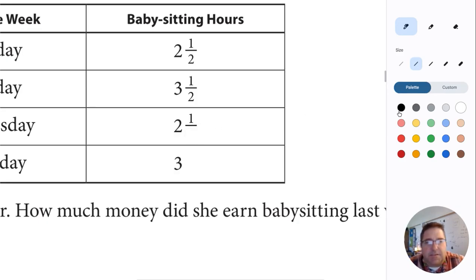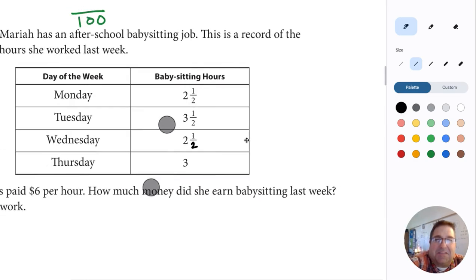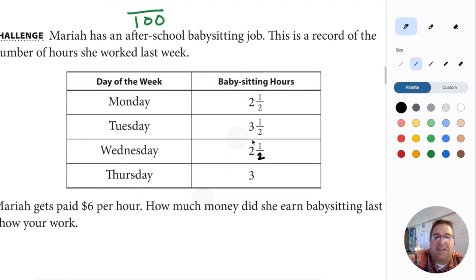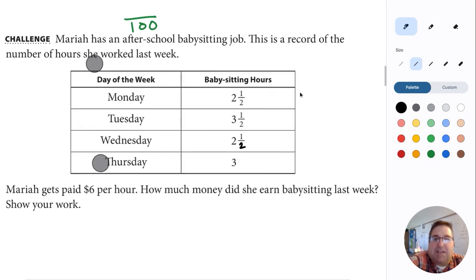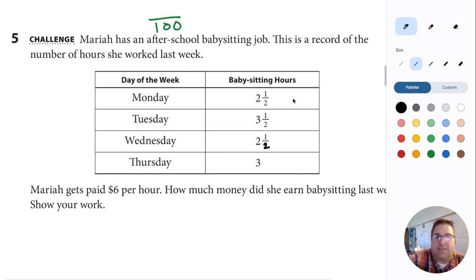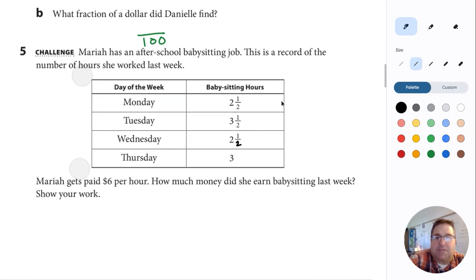And we're going to say this is a half. So there you go, guys. So she's babysitting, and that way I wanted to leave it like this so it would be a little bit easier for you guys. So this is how many hours she worked: 2.5 hours, 3.5, 2.5, and then 3. And then now she does get $6 per hour. So how much money did she earn babysitting last week?